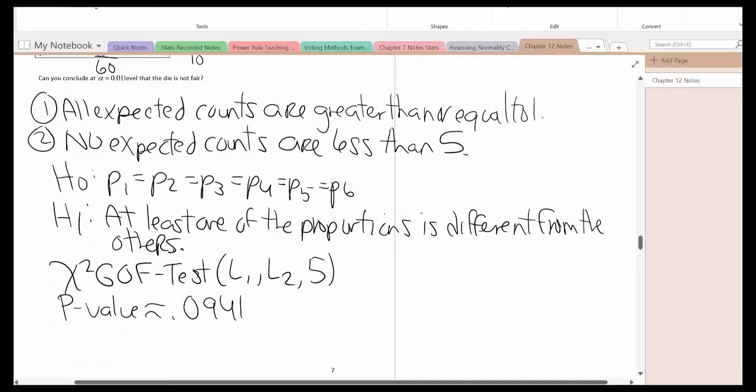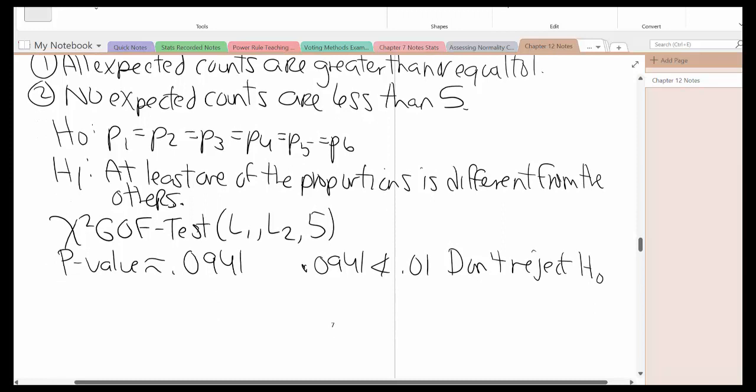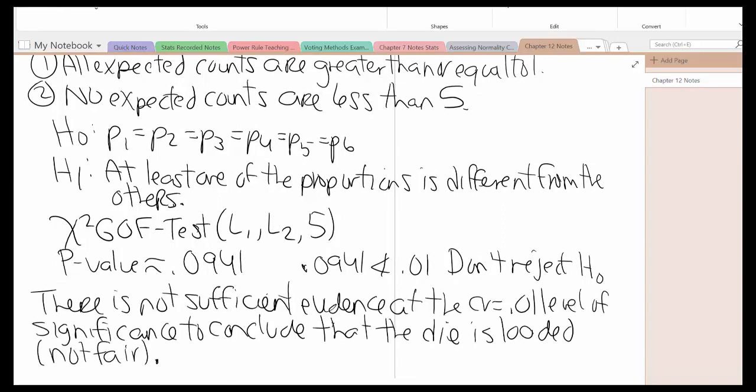So that's written out, and we can see at this particular stage that that decimal is not less than 1/100th, so we do not reject the null hypothesis. So let's write out the conclusion with respect to this problem now. There is not sufficient evidence at the alpha equal to 0.01 level of significance to conclude that the die is loaded, aka not fair.